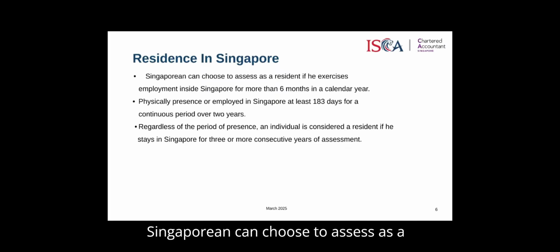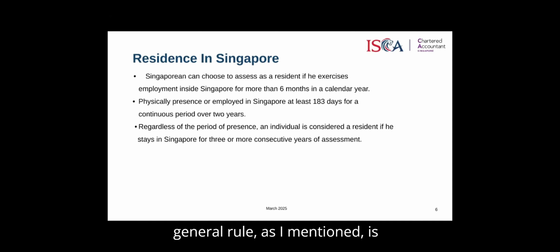A Singaporean can choose to be assessed as a resident if he exercises employment inside Singapore for more than 6 months in a calendar year. Physical presence or employment in Singapore for at least 183 days for a continuous period of 2 years. Regardless of the period of presence, an individual is considered a resident if he stays in Singapore for 3 or more consecutive years of assessment.